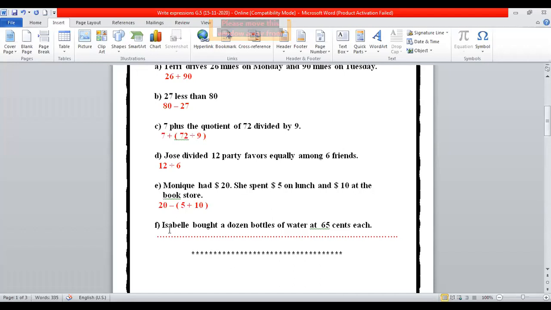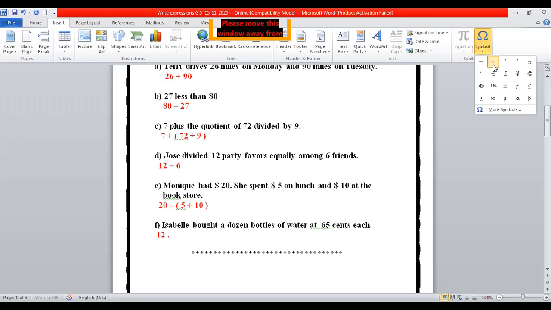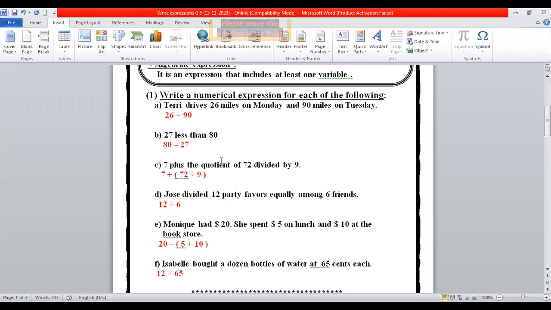Isabel bought a dozen bottles of water at 65 cents each. Each, from the words of, it means 65 times the number. Yes, multiplication. It will be 65 multiply 12. Yes. This is a numerical expression.